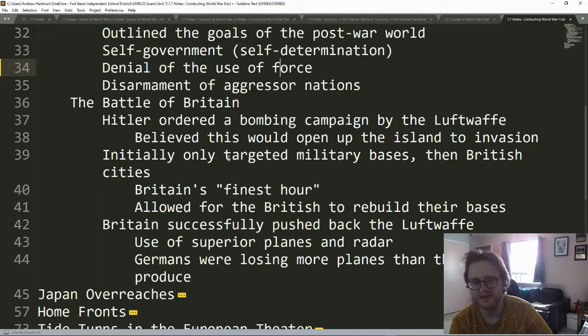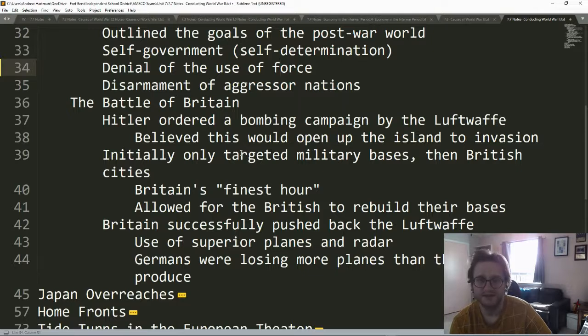This is kind of known as Britain's finest hour because what you see is the British people kind of just go about their day despite the bombing. They're not super fazed by it. And this actually backfires a lot on Hitler, because moving away from their targeting of military bases allows for the British to rebuild those military bases, right?